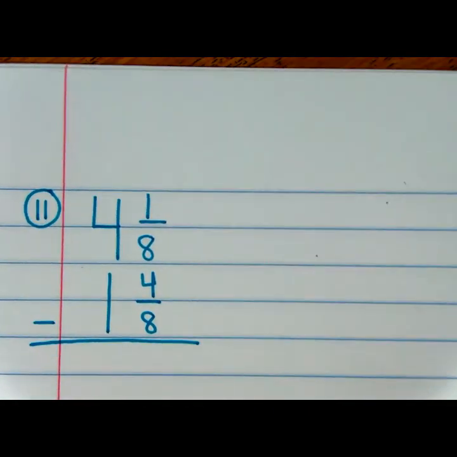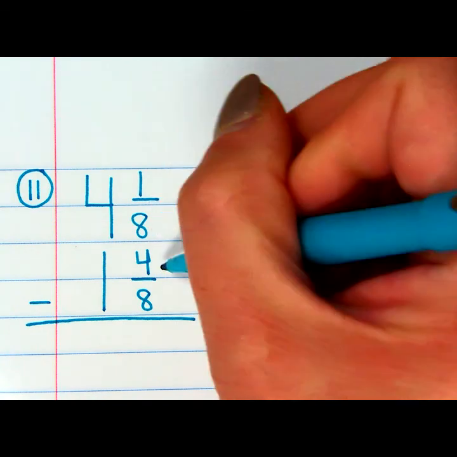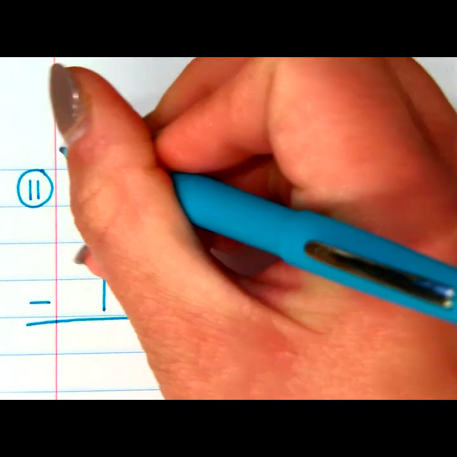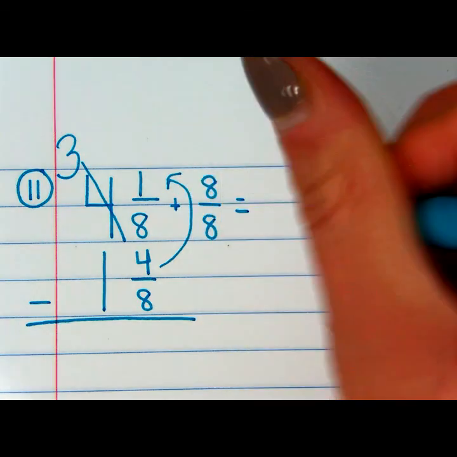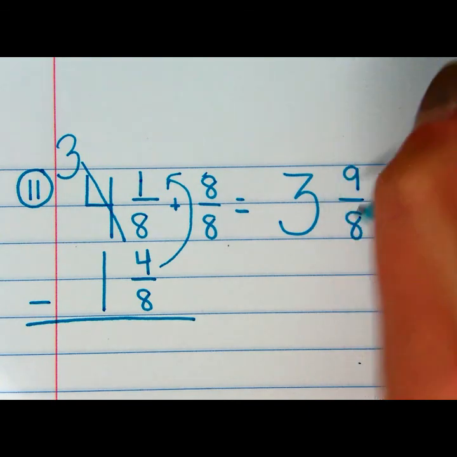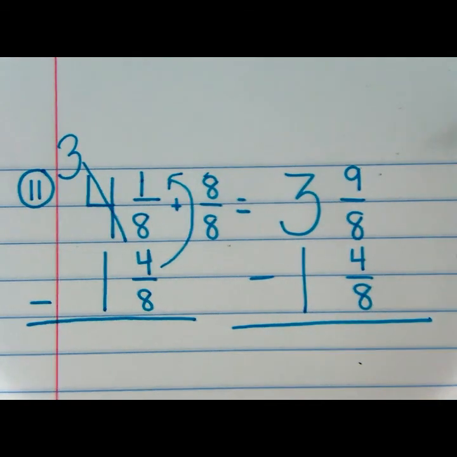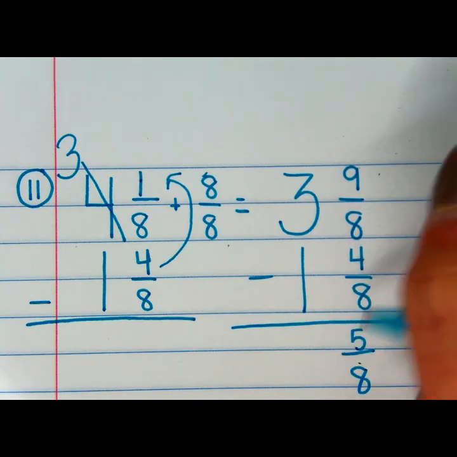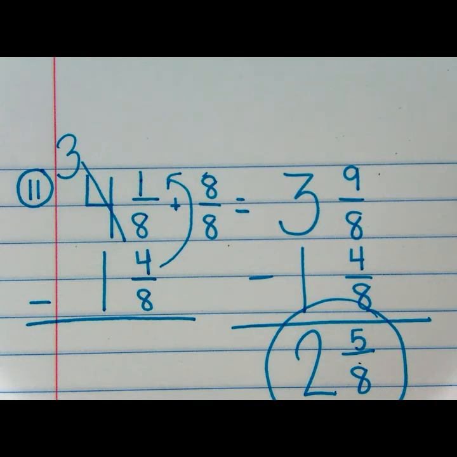Question number 11. When I'm subtracting these mixed numbers, I cannot take 4 away from 1. Will not work, so I've got to borrow. I'm left with the whole number 3, and I'm working with eighths, so I'm going to add on to it 8 eighths. I am left with a mixed number of 3 and 8 plus 1 is 9, so 3 and 9 eighths. From that, I'm going to subtract 1 and 4 eighths. When I do that subtraction, 9 minus 4 leaves me with a fraction of 5 eighths, and 3 take away 1 leaves me with a whole number 2 for a mixed number of 2 and 5 eighths.